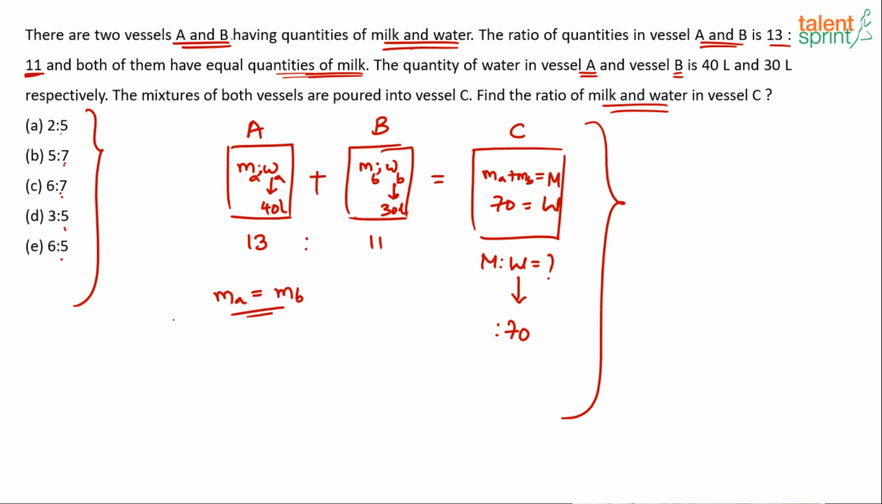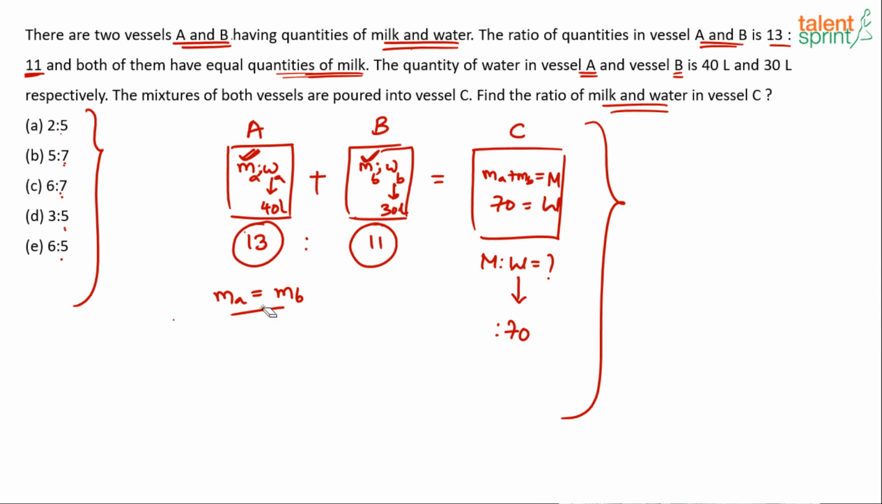Yeah, so the point is this, try and understand. There are 13 parts. The quantity of A is 13 parts. The quantity of B is 11 parts. You know that since milk is equal in both of them, meaning out of this 13 parts, some parts are for milk and remaining parts are for water. Out of these 11 parts, some parts are for milk, remaining parts are for water. Now we very well know that milk is equal in both of them. So the number of parts for milk here and the number of parts of milk here will be equal. The difference in these two parts is only because of water.